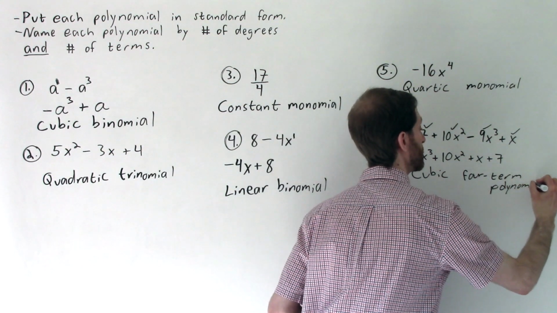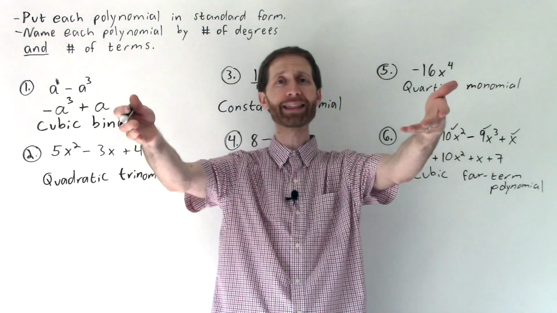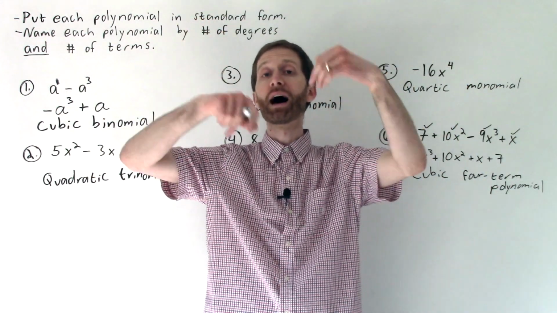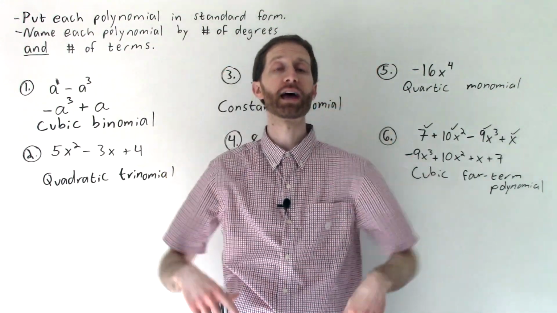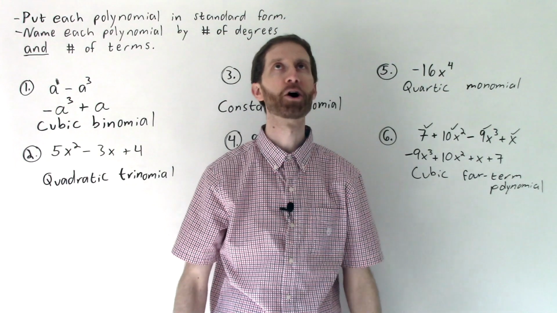That's it, peeps. That's what we do in terms of naming polynomials. You got this. Standard form, then highest degree, get those degree names down, and then from there, naming it by the number of terms we have. So sweet.